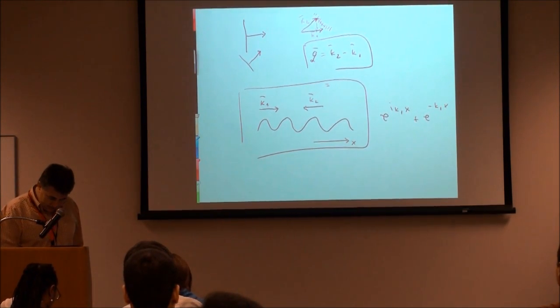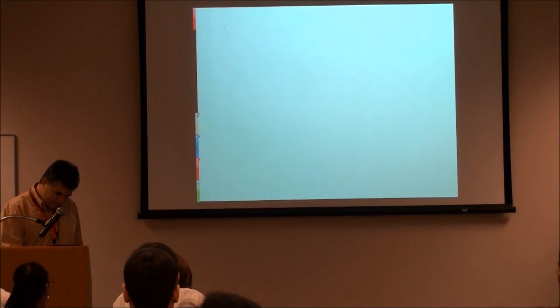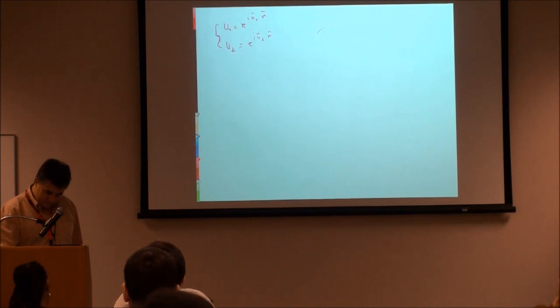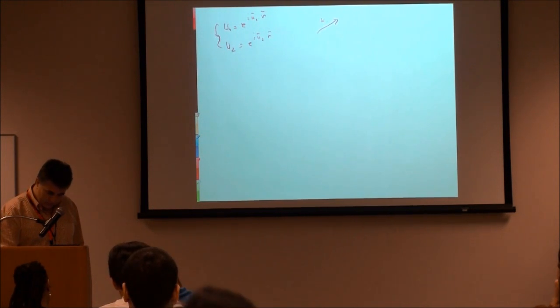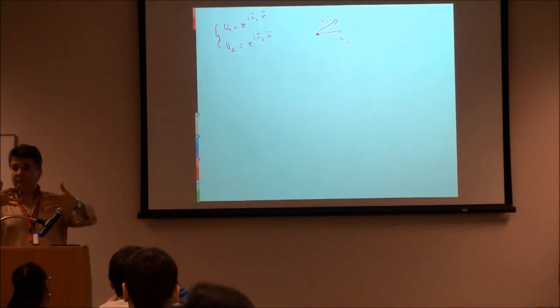Well, let's write the fields together. So I have, let's say, field 1 will be, let's forget about the amplitudes, okay? Amplitude u1, e to the i k1 times r. And I have u2, e to the i k2 times r. These are plane waves, and I draw them like this. This is k1, this is k2. One is going this way, one is going this way. Let's see what happens when we overlap them.